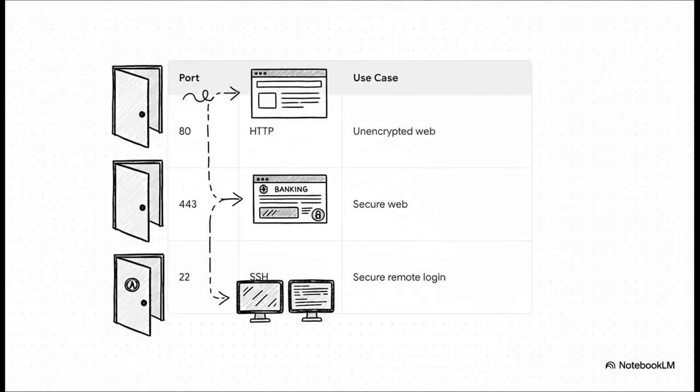For example, when your browser wants to visit a regular website, it knows to go knock on door number 80 on the web server. But if it's a secure site, like your bank, it uses a different door, 443. And if you're using that command line we just talked about to securely log into another computer somewhere else, you're probably using door number 22. It's like a universal address book for apps.